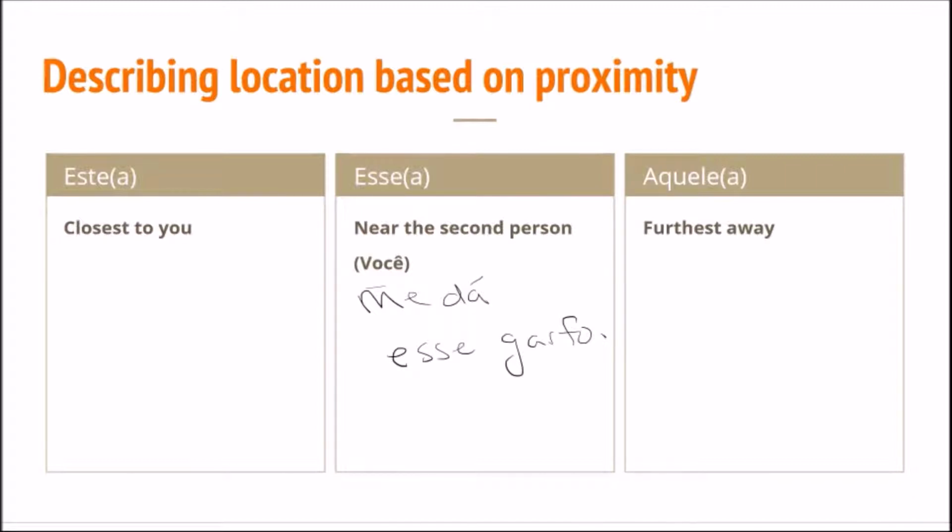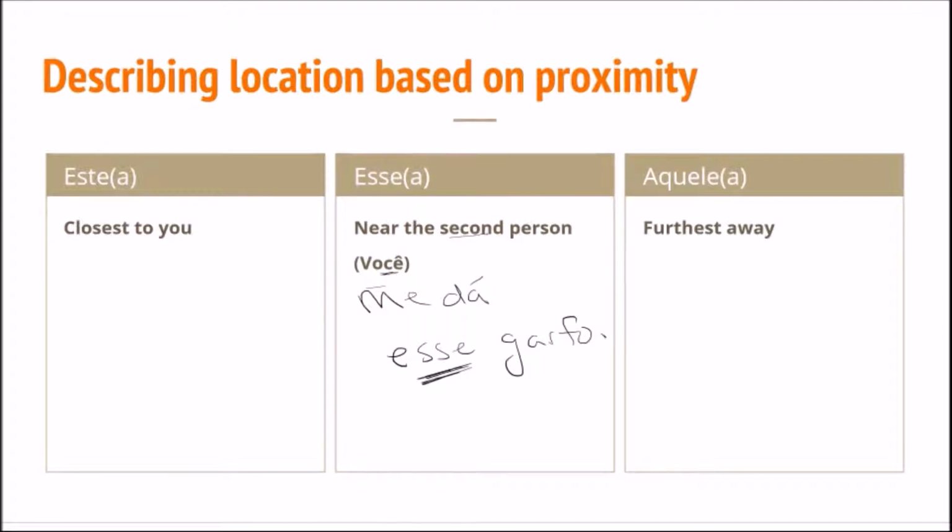And you don't really have to understand what this means right now. Me da literally means give me, but I don't want you to worry about the conjugation. I just want you to see how I'm using the word esse, right? So me da esse garfo. Give me that fork that is close to you, right? The second person. Close to the second person.